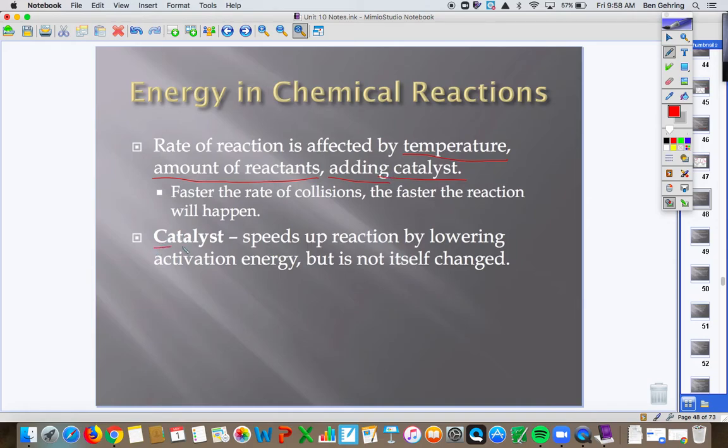A catalyst is something that speeds up a reaction because it lowers the activation energy. Without a catalyst, my reaction might need this much activation energy. With a catalyst, maybe I only need to get to here. Okay, and so this change in activation energy is what is causing your reaction to go faster. Important thing, your catalyst does not get changed in the reaction. It's not used up, it doesn't affect anything, it just lowers the activation energy by giving a different means to the end, is how that works.